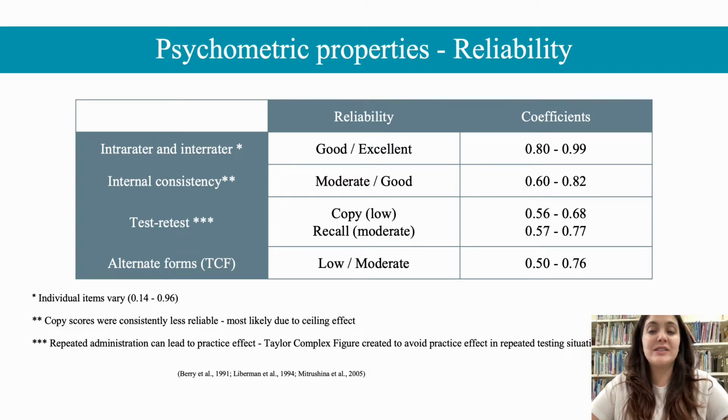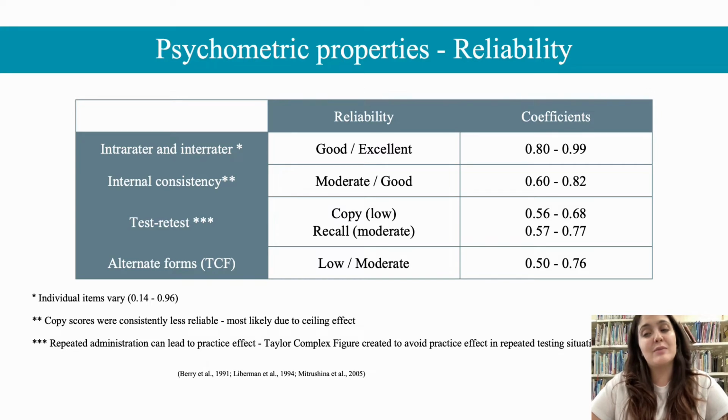This might be due to a ceiling effect, as many scores lean towards the max score of 36, with over 50% of scores being over 33. For test-retest reliability, both recall trials were found to be moderate with coefficients of 0.57 to 0.77, but copy trials were found to have low reliability with coefficients ranging from 0.56 to 0.68.